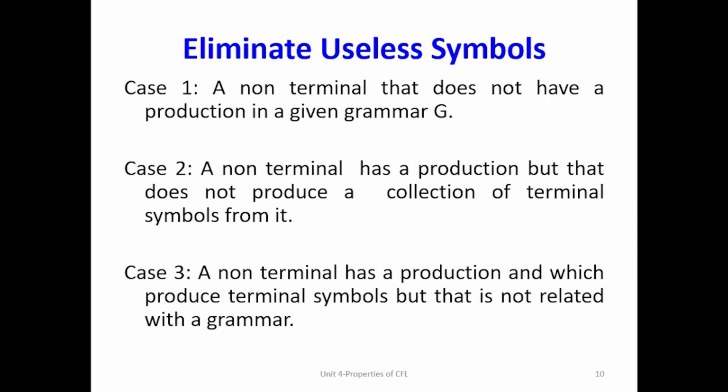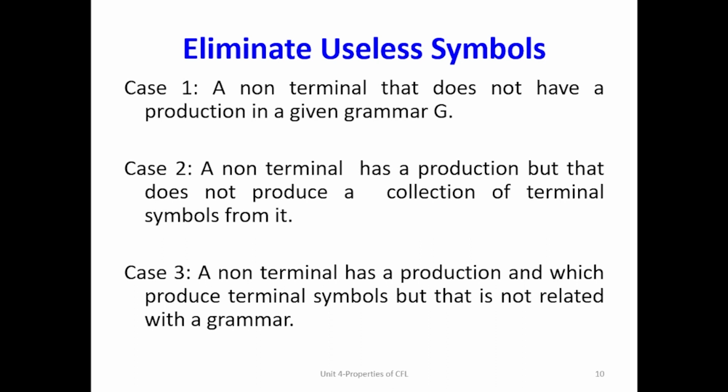the elimination of useless symbols. Here it contains three cases. We should consider these three cases for a single production. Case 1: if any non-terminal is available in a particular grammar, and that non-terminal does not have any production, it comes under case 1. Case 2: a non-terminal is available and it contains a production, but it is not able to produce an input string. That non-terminal and its productions are considered as useless symbols, so we should remove it.